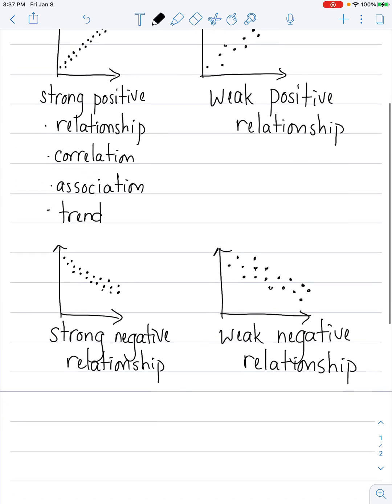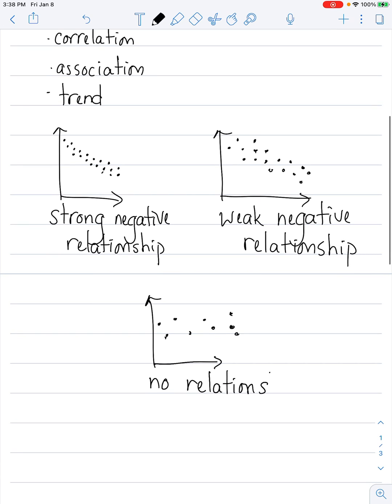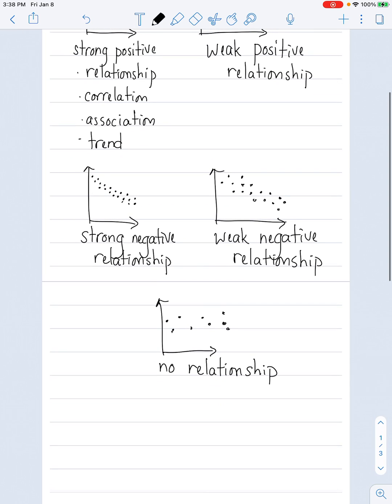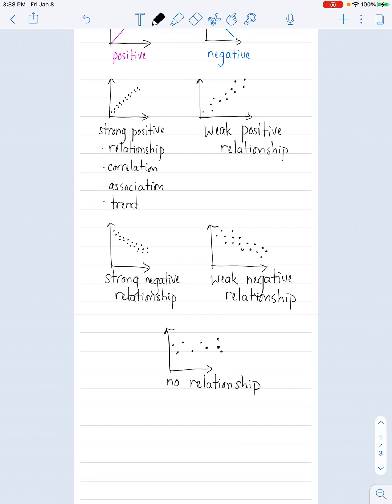And then sometimes things aren't even related to each other. They don't affect each other at all. And so if you got crazy dots that are all over the place, they don't look like they're increasing, they don't look like they're decreasing, there's no pattern, then you say there's no relationship, or no correlation, no trend, no association. Okay? So be able to match relationships with one of these 5 graphs.